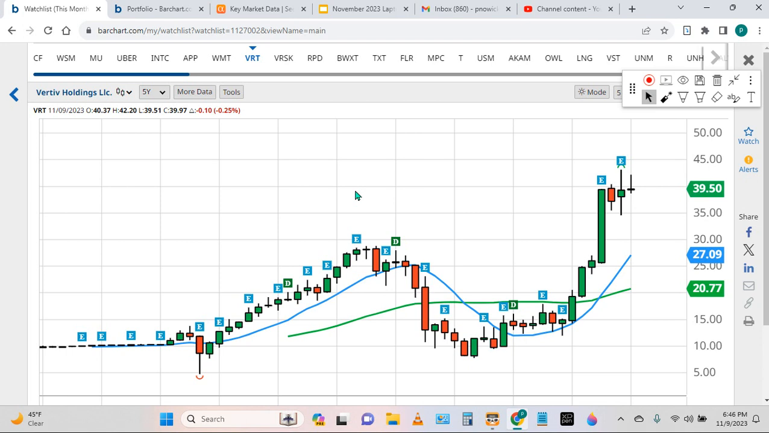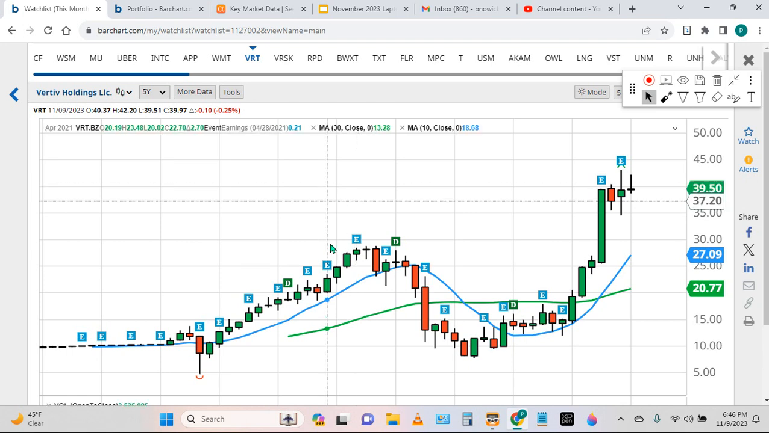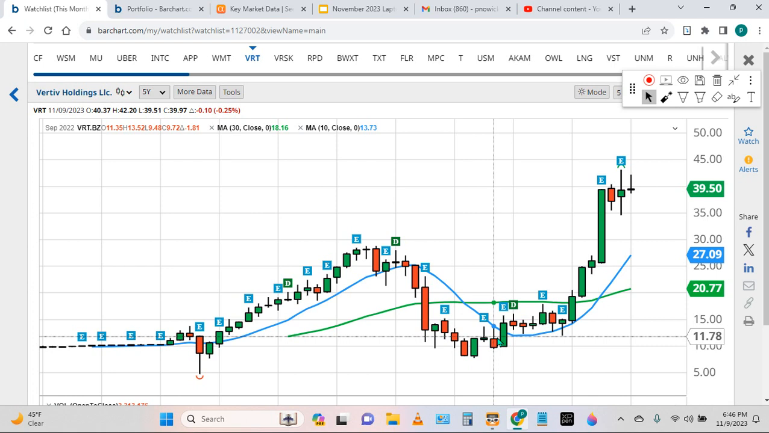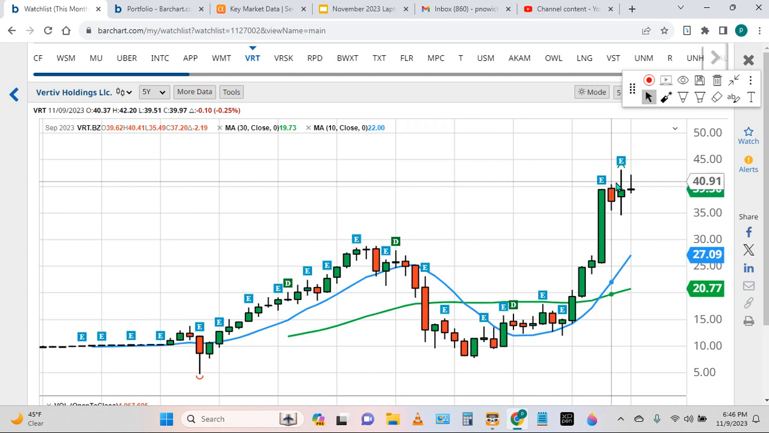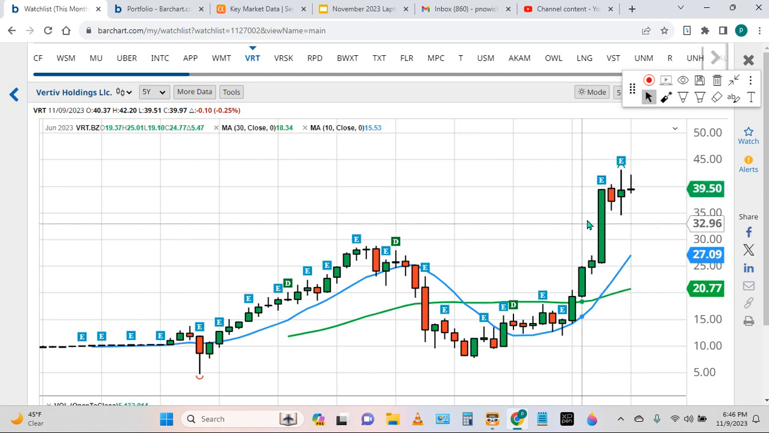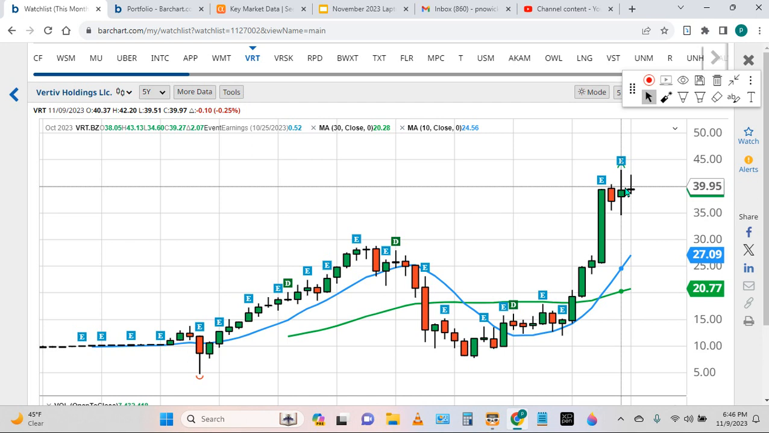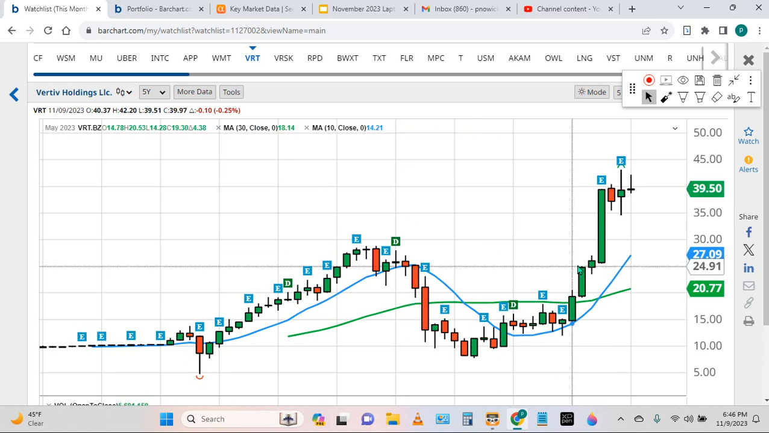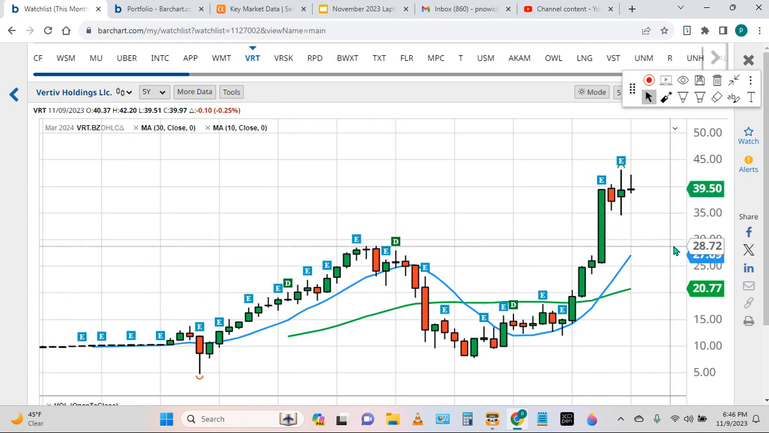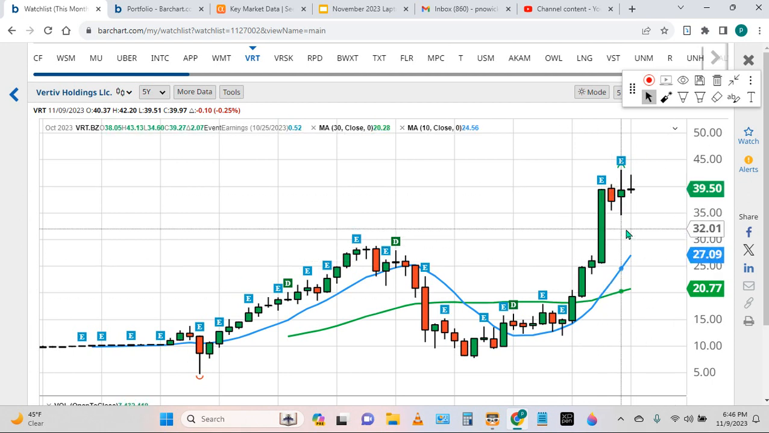Veritiv has probably a little too much strength. While we want to buy strength, when you look at a chart like this, we can see extreme price appreciation. These big, large candles, that's prone to being sold. So right now, even though I like this company, I would like to see it pull back to maybe test this area or maybe half of this candle around the $30 area, $32 area.